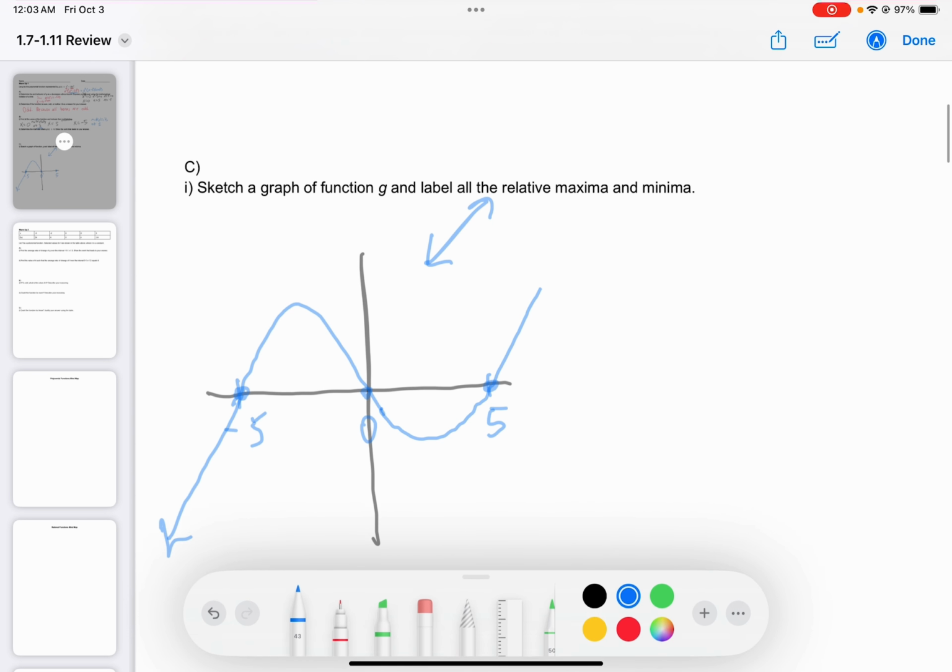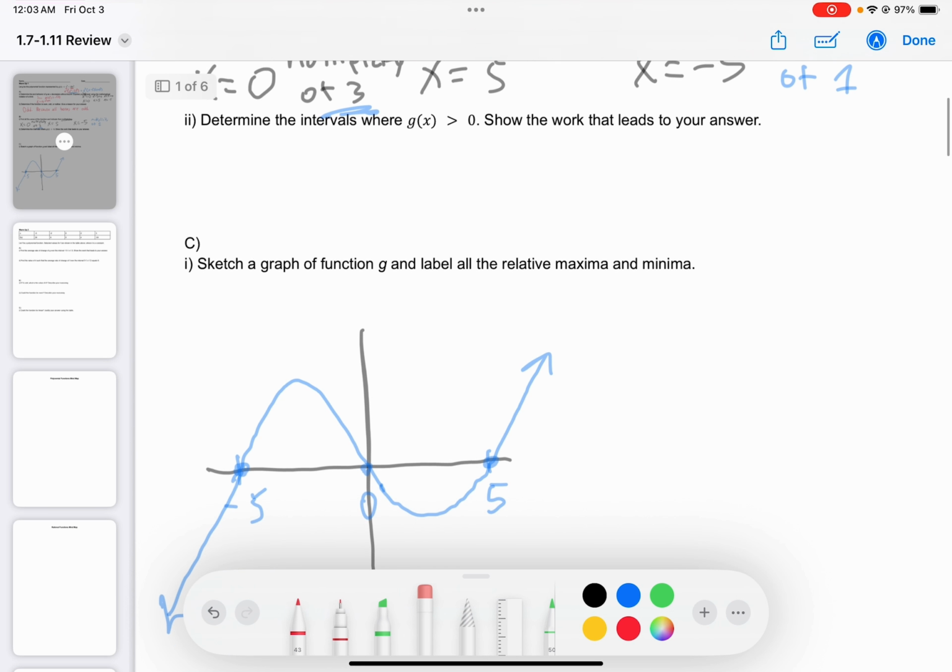Again, another multiplicity of 1 I go through. And it makes sense. Look, my end behavior is just like this little linear graph that I sketched. Now, there's some funky stuff happening in between because it's not really linear, it's to the third. But the end behavior looks like a positive linear function. So the question says, when are we greater than 0?